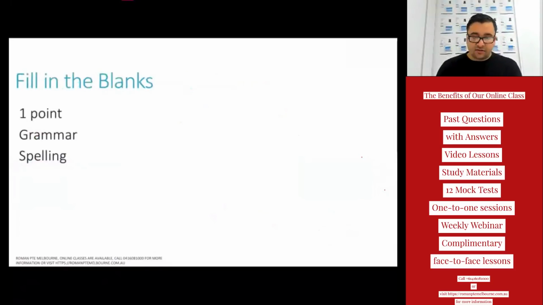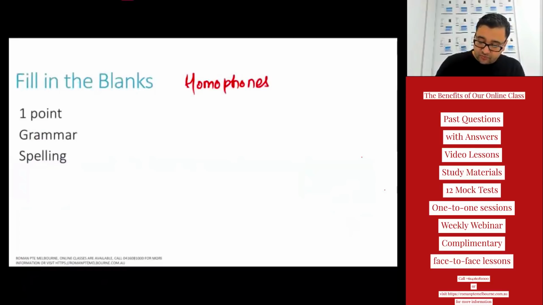Fill in the blanks. You get 1 point for each right answer. They have to be grammatically correct and must have correct spelling. So if you miss S or ES at the end, or if you miss ED or ING at the end, you will lose the score. You need to be careful about a particular group of words here, which are called homophones.